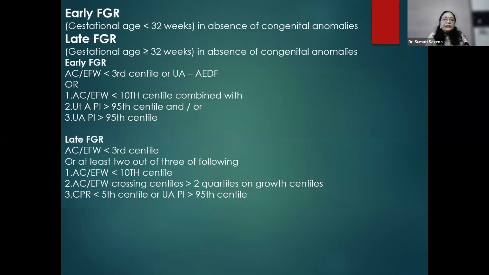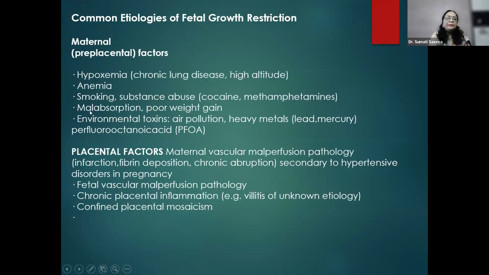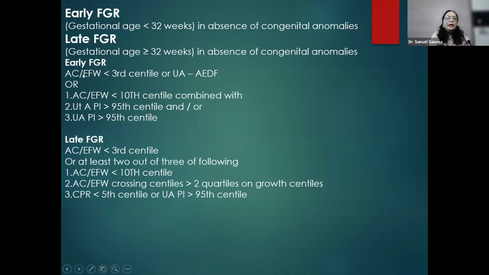So early FGR is seen before 32 weeks, and it is said that there is early FGR if the estimated fetal weight or abdominal circumference is below the third centile, or in the umbilical artery there is absent end-diastolic flow wave pattern, then it is early FGR. Or if the abdominal circumference and estimated fetal weight are less than the 10th percentile and associated with Doppler changes, then it is early FGR before 32 weeks.